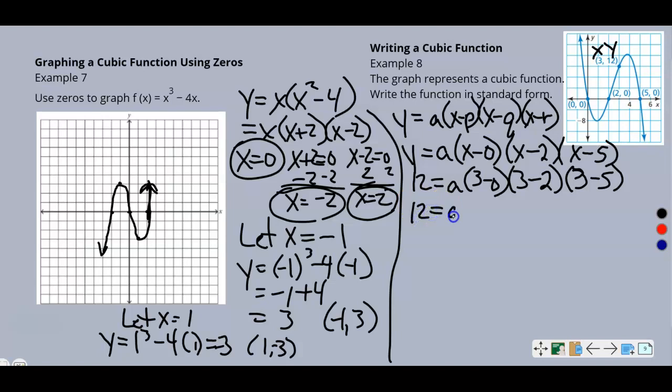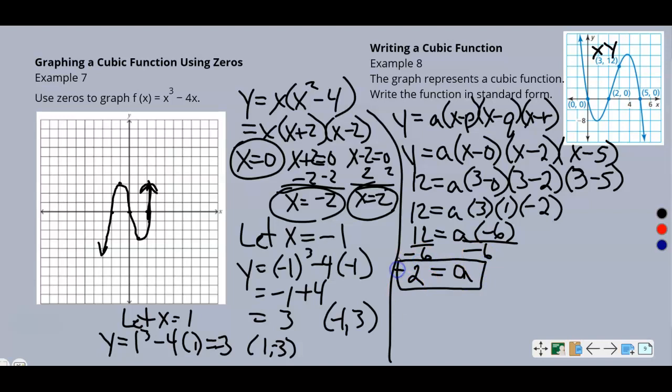So let's first simplify what we've got. 3 minus 0 is just 3. 3 minus 2 is 1. 3 minus 5 is negative 2. So 3 times 1 is 3. 3 times negative 2 is negative 6. 12 equals a times negative 6. Divide both sides by negative 6. And now we have a equals negative 2. All right, once we have a equals negative 2, we can plug that back into our intercept form. Y equals negative 2, x minus 0, x minus 2, and x minus 5.